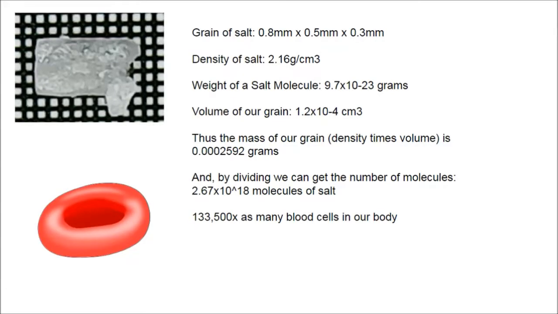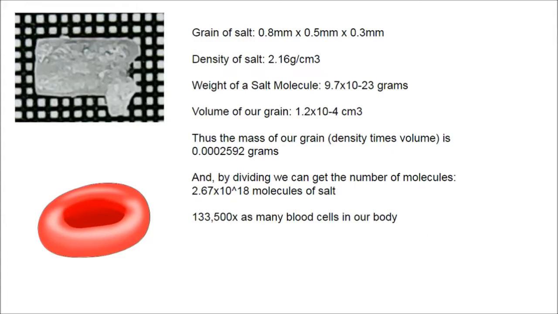Let's do some quick calculations. And so, to figure out the number of molecules in this grain of salt, there are a number of different methods you could follow. But the method I follow is utilizing the knowledge of the weight of a single salt molecule. So, we know that our grain of salt is 0.8 millimeters by 0.5 millimeters by 0.3 millimeters. We also know the density of salt, 2.16 grams per cubic centimeter. And as I said, we know the weight of a salt molecule, 9.7 times 10 to the negative 23rd grams.